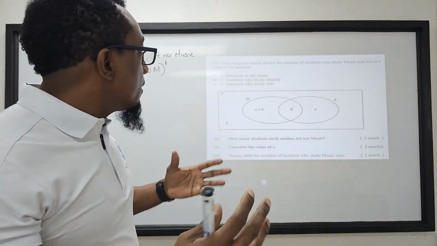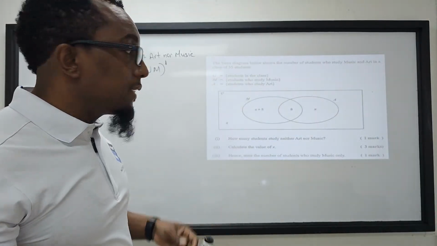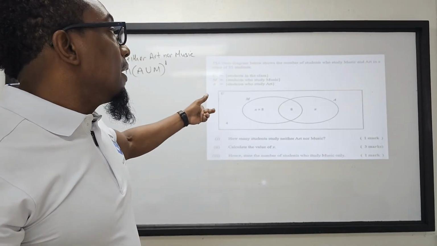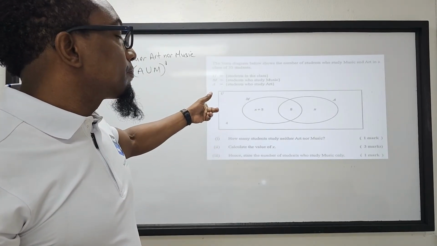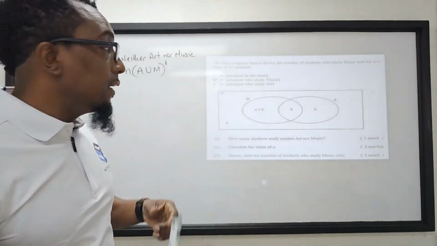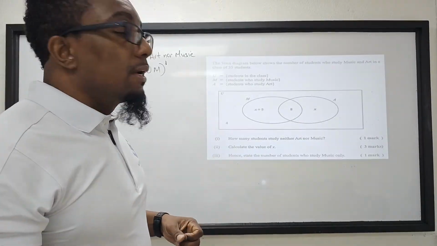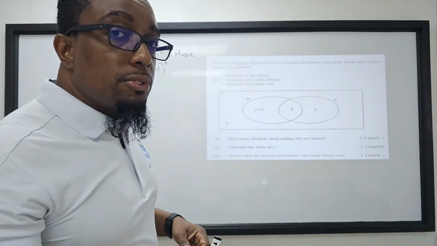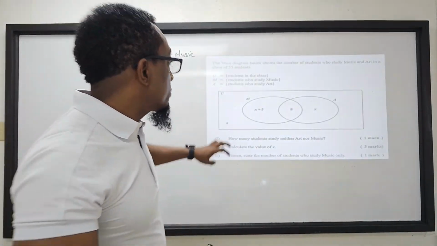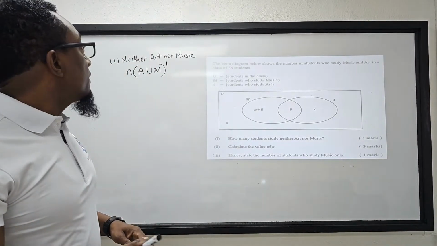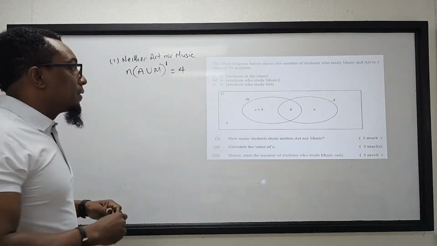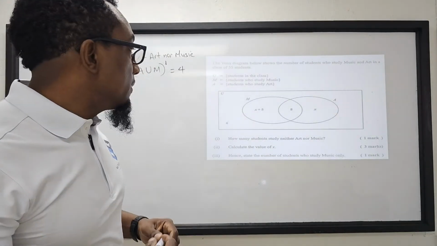art and music. You have that union representing those with either art or music or both. Good, representing the union. And of course, those who don't study either of the 2 will be placed outside. So neither art nor music will be 4. So I've written it in the set notation.